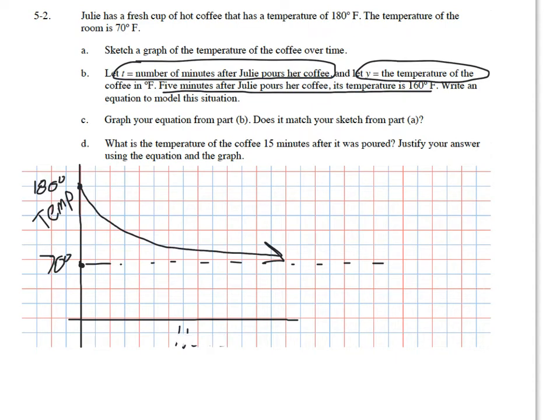First thing I need to do is erase this hours, because it's actually minutes on the horizontal axis. And 1, 2, 3, 4, here's 5 minutes. And let's just say after 5 minutes, this temperature is 160 degrees. Now remember, this is not drawn to scale.